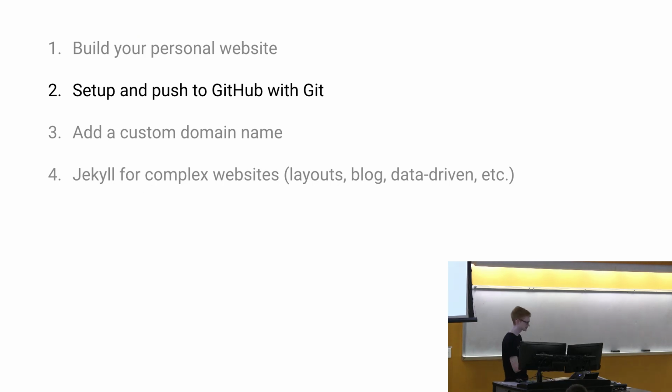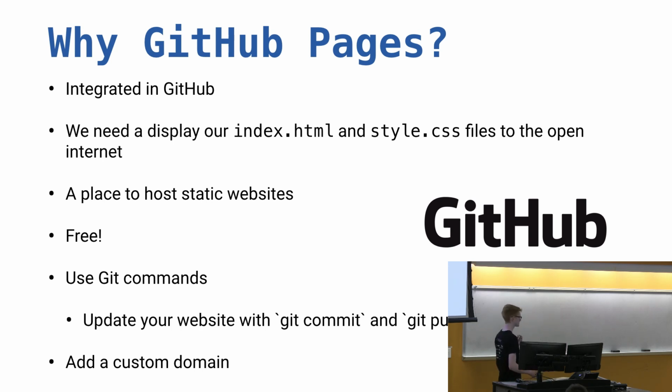So we're going to set up with GitHub Pages, because that is one way to get your HTML, CSS, whatever, on the public internet. And we can do that because it's integrated with GitHub and, of course, Git. So why GitHub Pages? Well, it's super easy to use because it's directly integrated into GitHub. You don't really have to do anything other than set up a repository and push your code to it. So we just need to display our index.html and style.css files to the open internet. So this is a great way to do that. We just create a new repository, add the HTML and CSS, commit, and then push to GitHub.